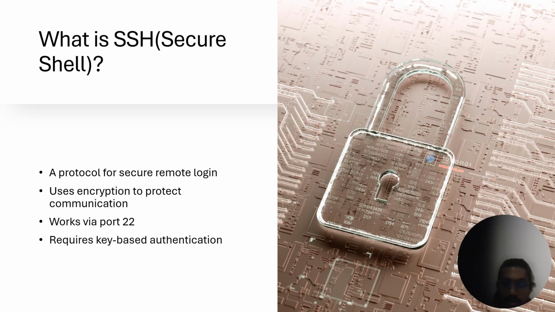Instead of passwords, AWS EC2 uses key pairs for authentication, meaning you connect using your own private key file, which is also known as a .pem file, that matches the public key stored in your instance. This is safer and more secure than using a regular password.